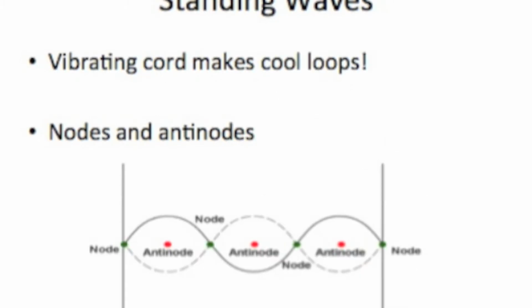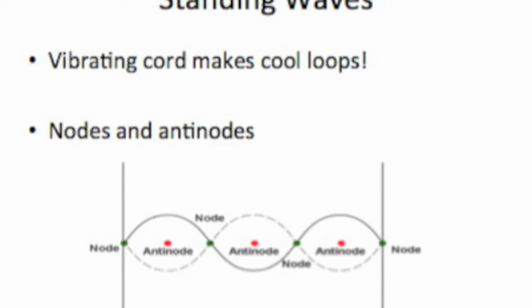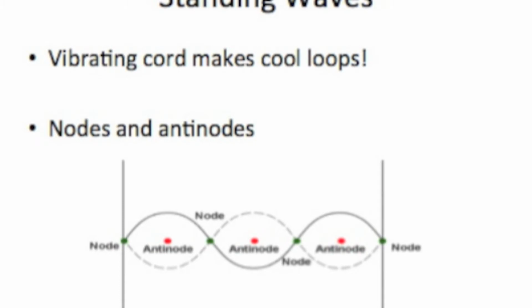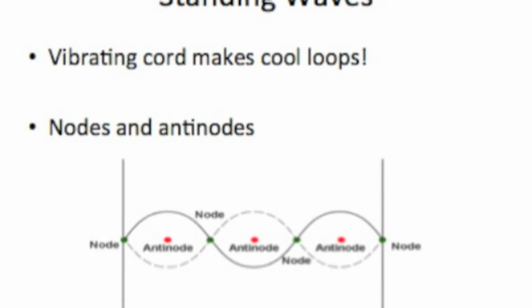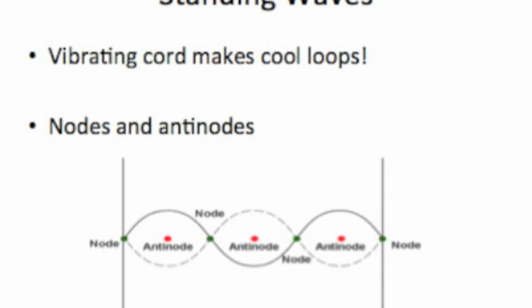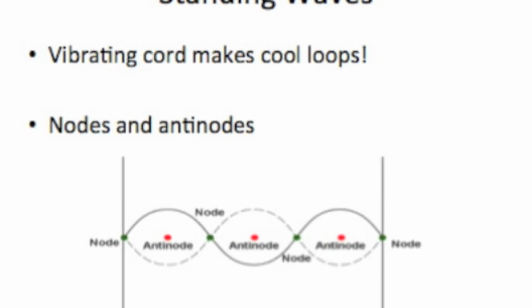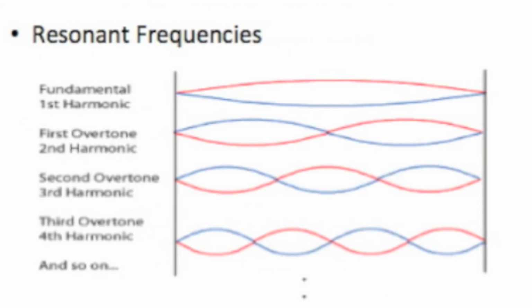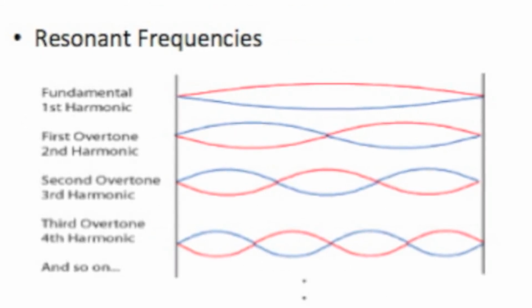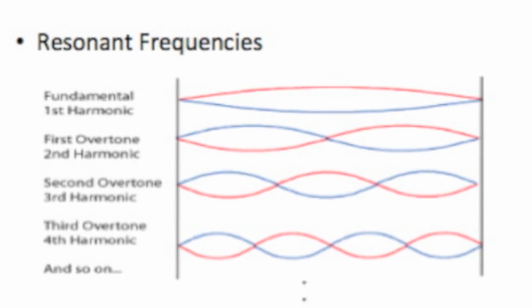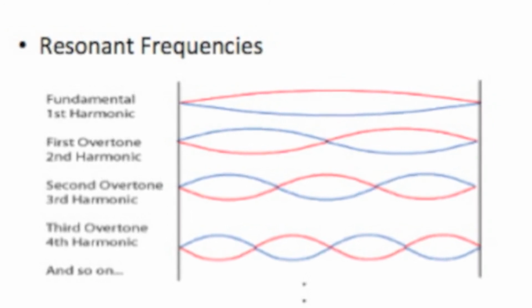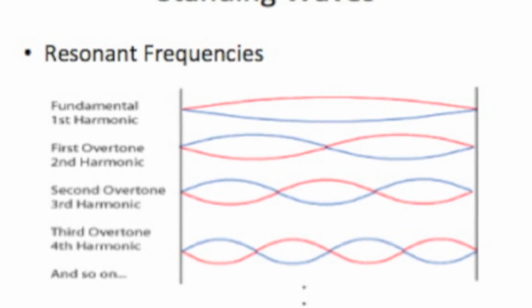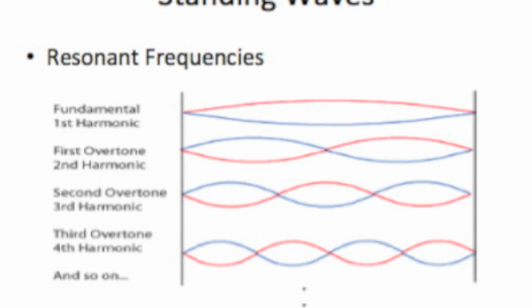Next, we have standing waves. Standing waves are when a chord is vibrating at a certain frequency and the chord looks as if it makes loops. The ends of each loop are called nodes, while the widest part of each loop is the antinode. These frequencies are called resonant frequencies. The chord that looks like one giant loop is called the fundamental frequency. The following frequencies are called overtones or harmonics, with the fundamental frequency being the first harmonic, and so on and so forth.